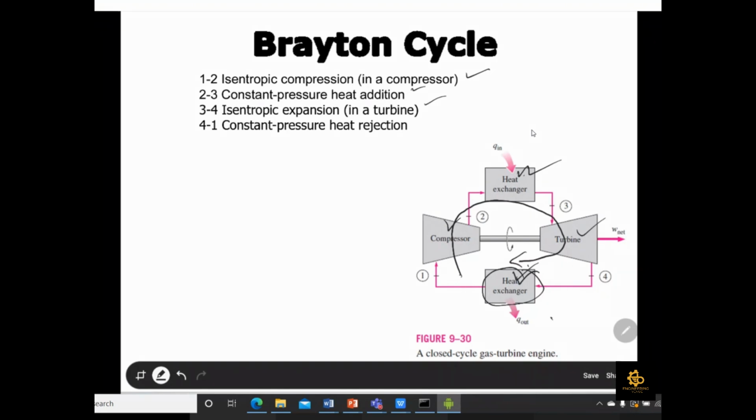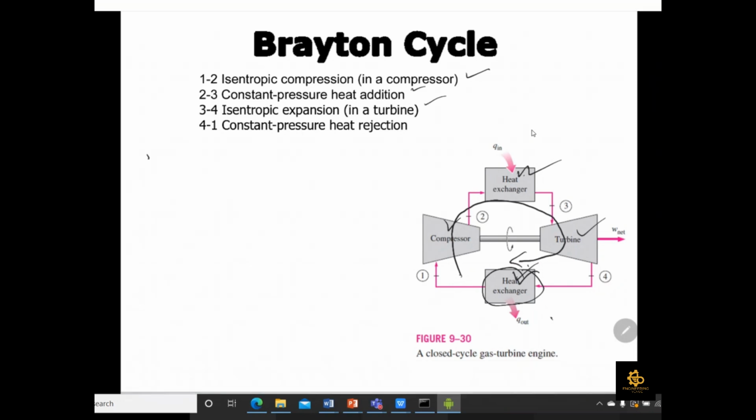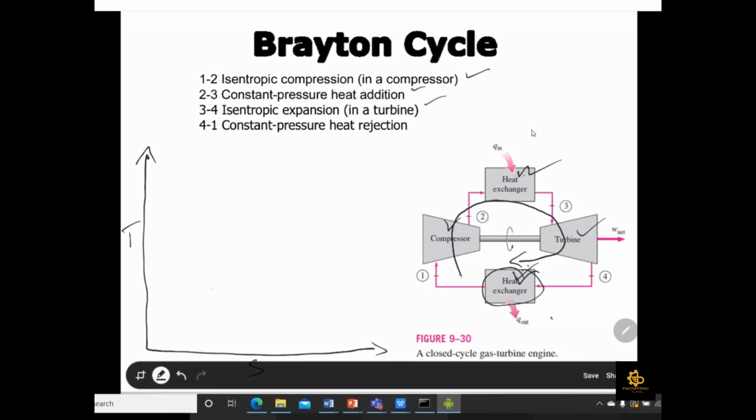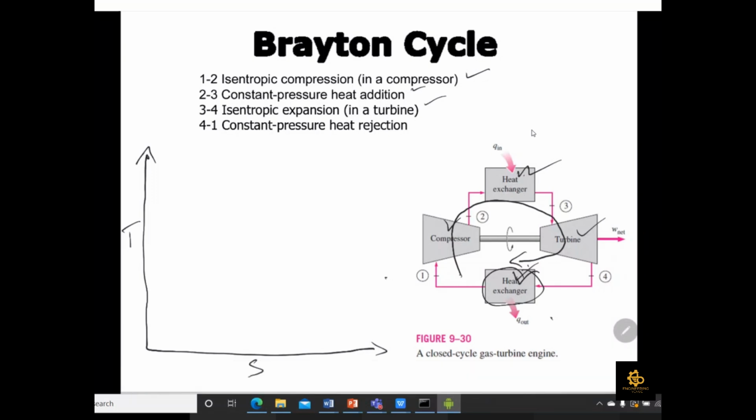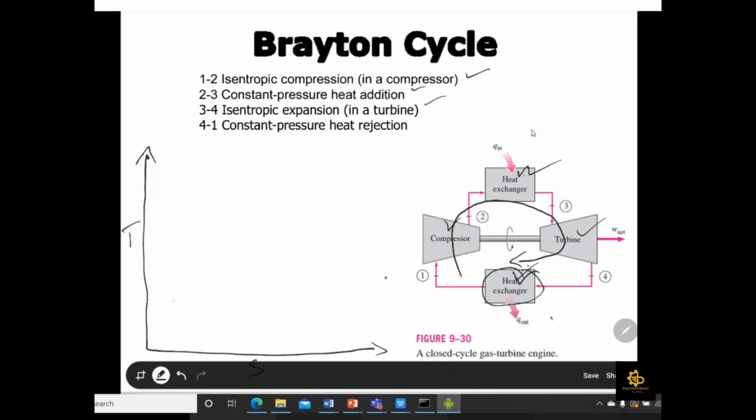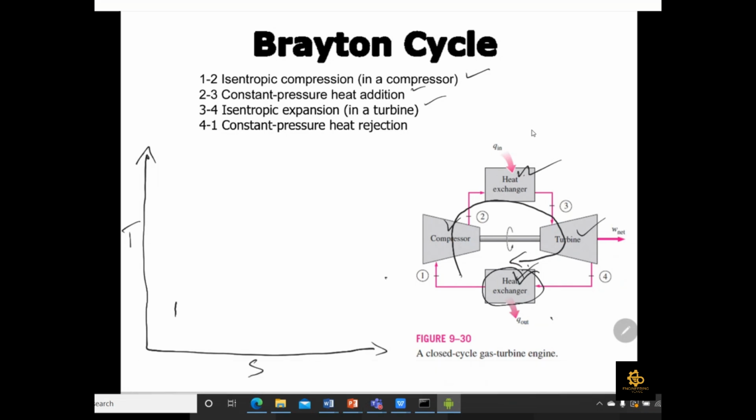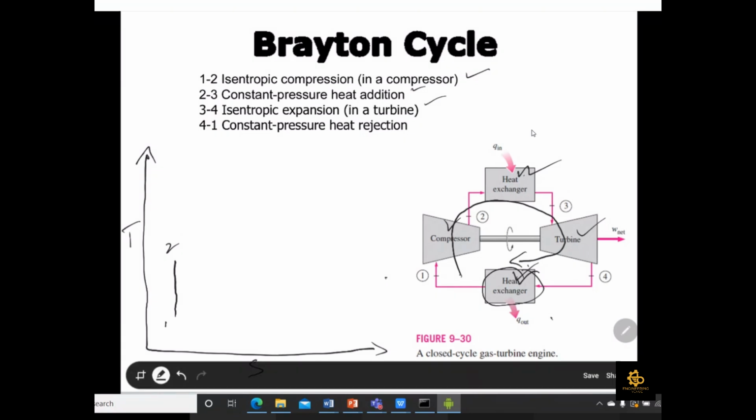Okay, so now we will draw the TS diagram first, and then we will get a better understanding of it. So 1 to 2 is the isentropic process, so it means that your entropy is constant. As you already know, we have to draw one straight line from 1 to 2. So it represents your process 1 to 2, which takes place in the compressor.